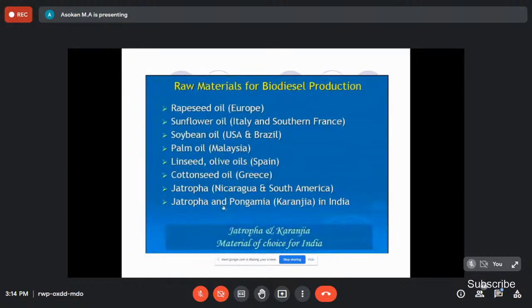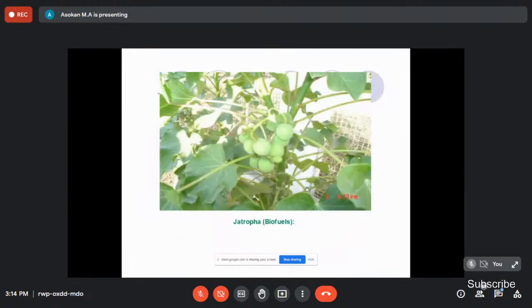There are many raw materials: rapeseed oil, sunflower oil, soybean oil, palm oil. These are the raw materials available. So for India, Jatropha and Karanja, right? It's a choice for India. Then produce the biodiesel using this Jatropha and Karanja. See, this is the Jatropha plant. We can get the seeds from these Jatropha fruits.